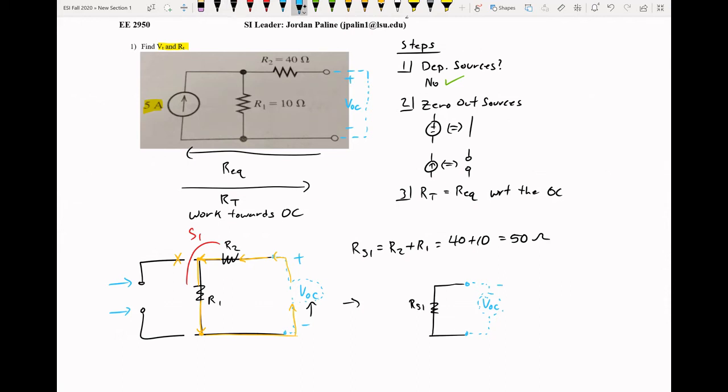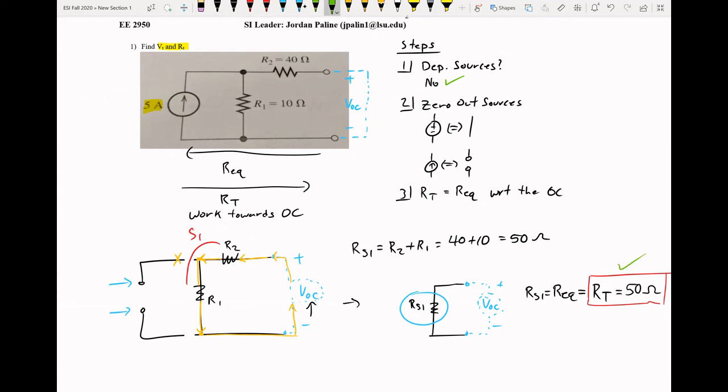And on the right is the VOC. Now we notice we only have the one resistance value. So R series 1 is equal to R equivalent. And because we're trying to get it down to one resistor, that is our R Thevenin. So R Thevenin is going to be 50 ohms. Okay, so we found R Thev.